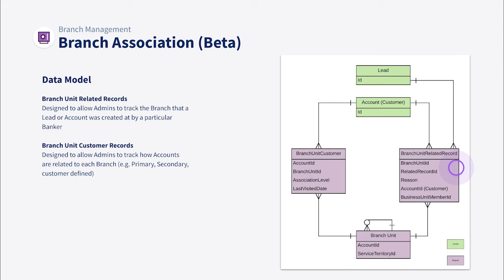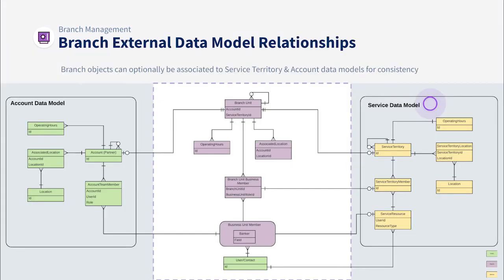This helps understand which customers to reach out to when discussing new offerings. Awesome. Now that we've covered the basics, let's get into how the branch management core manages to associate and unify other models. In particular, you will see that there are lookup associations between all of the branch objects and the account and service models.